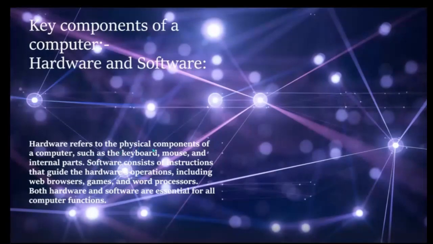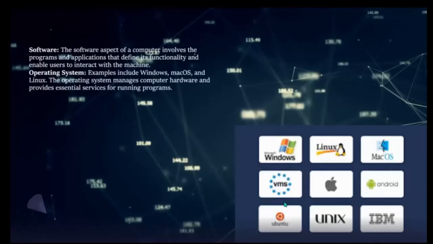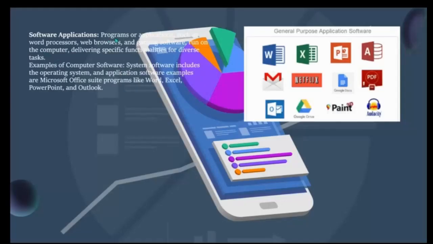Software, on the other hand, provides instructions that guide hardware operations, categorized into system software, e.g., operating systems, and application software, e.g., web browsers, games. System software, like Windows and macOS, comes with the device, while application software can be downloaded based on personal needs, such as word processors, web browsers, and email applications like Gmail and Outlook.